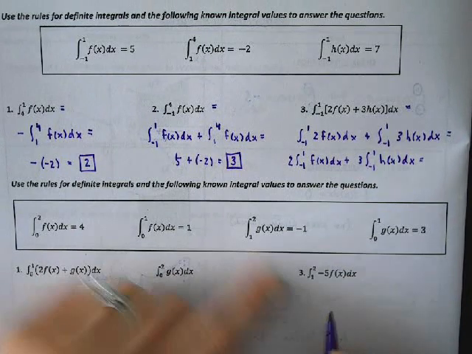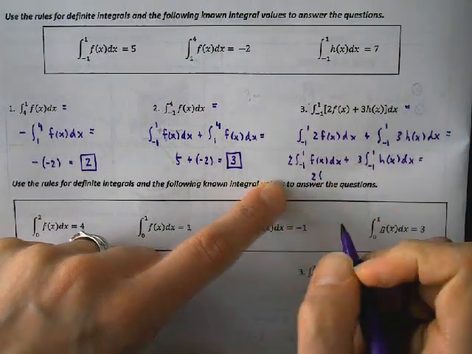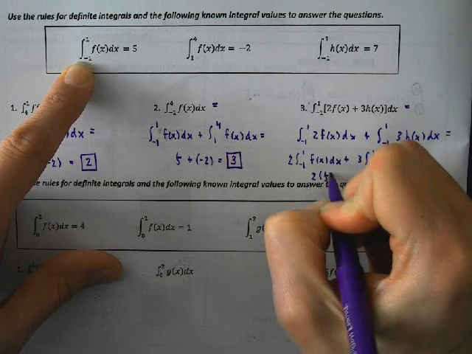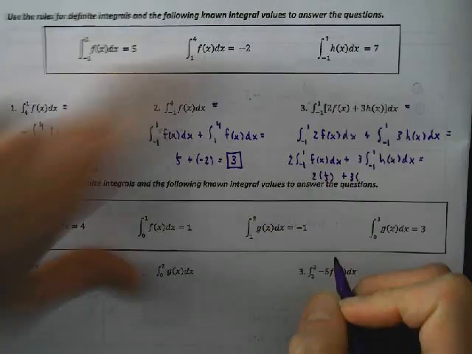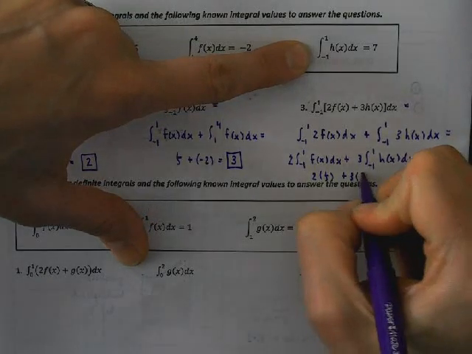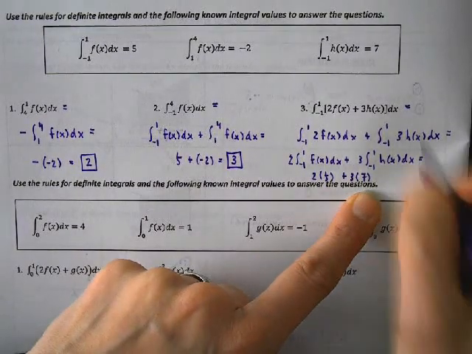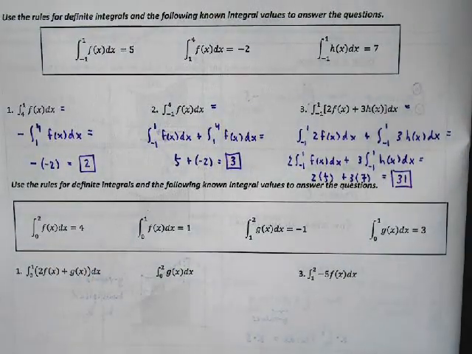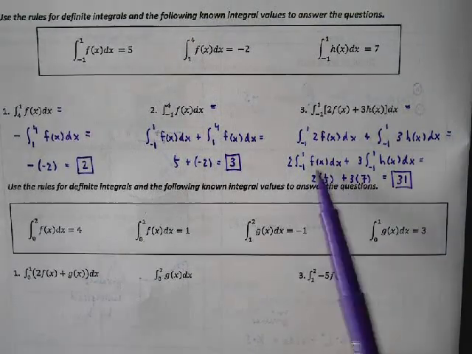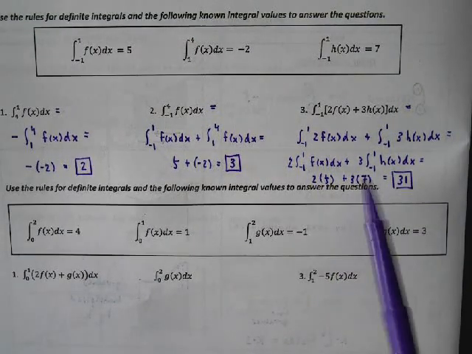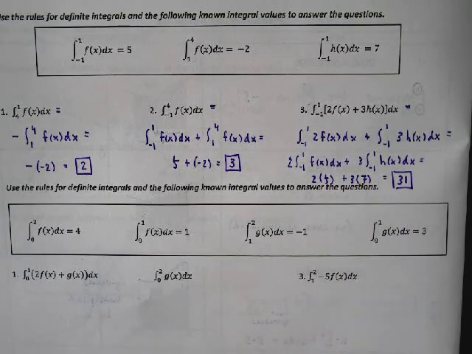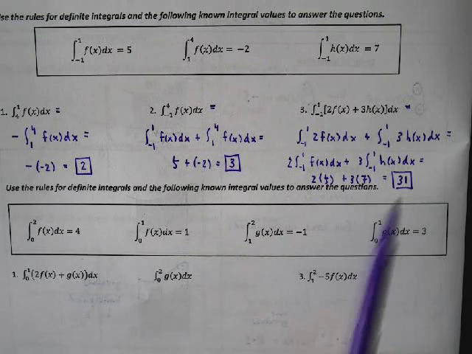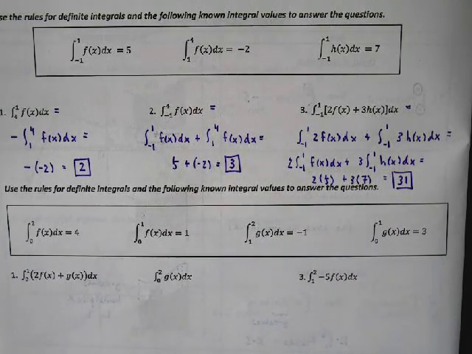And now I can plug in the values that I know. So I have 2 times, well, this integral is the value of 5, plus 3 times negative 1 to 1 of h of x dx is 7. So I have 10 plus 21 gives me a value of 31. Now again, I showed all of these steps just to show how those properties work. Once you get going with these, you probably will not need to show all of that to get your final answer. And I wouldn't require you to show all of these steps. I would, however, want to see what numbers you're plugging in to get your final answer.